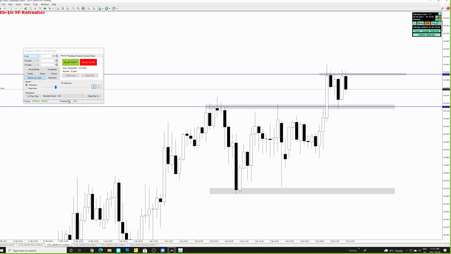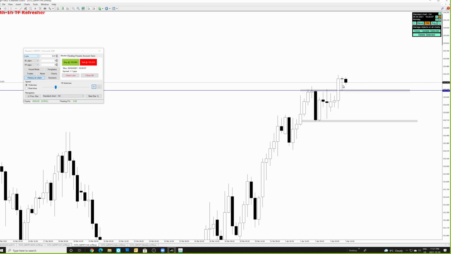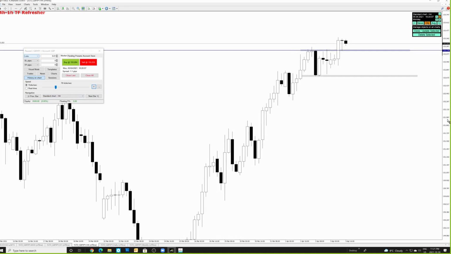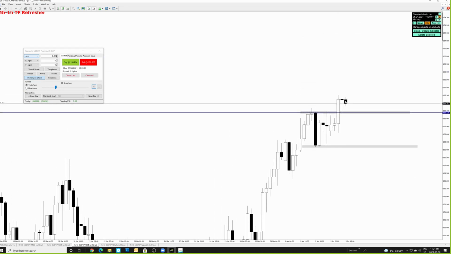So let's move on to the next 4 hour candle close. This is the start of the new 4 hour candle right here, right? You can see where the 4 hour candle started right here. And you can see where the previous 4 hour candle closed right over here, right?